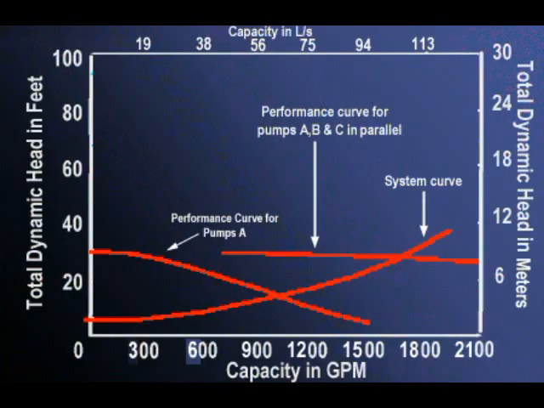Now the curve for pumps A, B, and C operating in parallel has been added. Note that each point is found by taking the pump pressures as they are and calculating new capacities by adding together the individual pump capacities. When pumps A, B, and C operate in parallel, the operating point is 110 liters per second at 7 meters, 1,750 gallons per minute at 23 feet.